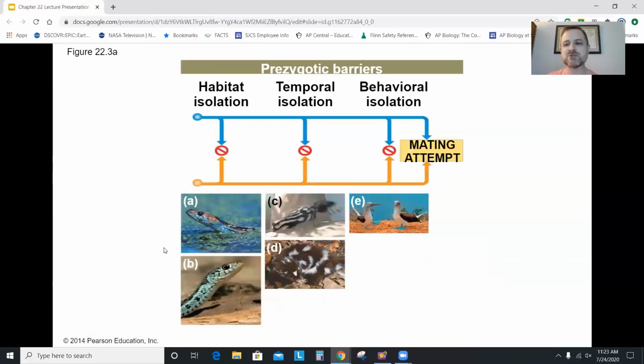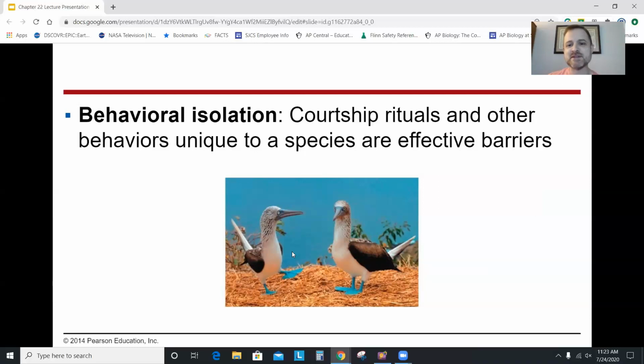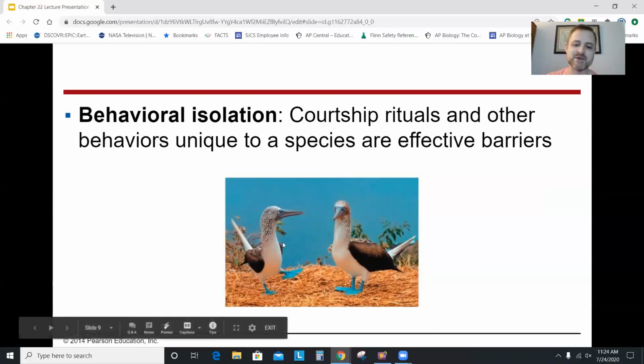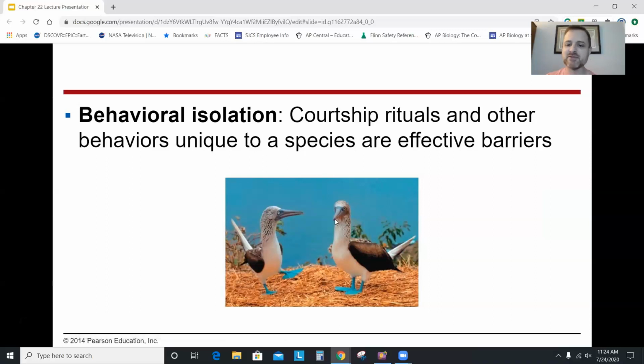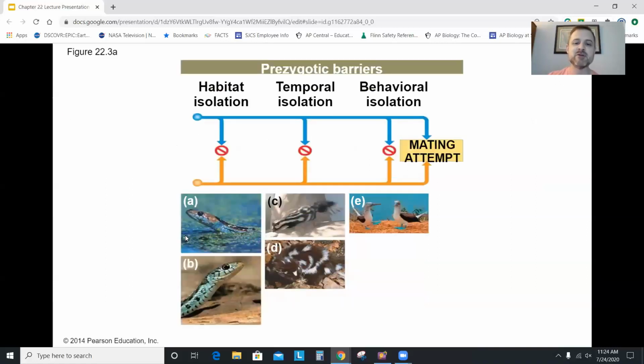Okay, so those three were prezygotic barriers, right? So behavioral isolation is when you have species that have courtship rituals or behaviors. Here we have two blue-footed boobies. This is the male right here doing the dance. Here's the female. He's looking her in the eye. She's kind of looking off to the side, maybe giving him some side eye. I'm not sure that she's convinced by his dance. But if you have behavioral or courtship rituals where the female is picking which one to mate with, given enough time, that could produce two separate species. So in review, those three were prezygotic barriers: habitat isolation, temporal isolation, and behavioral isolation.